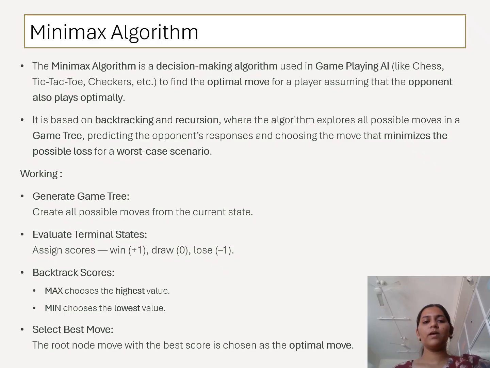Minimax algorithm. The minimax algorithm is a decision-making algorithm used in game playing like chess, tic-tac-toe, and checkers to find the optimal moves for the player, assuming that the opponent also plays optimally. How it works: firstly, generate the game tree, which creates all possible moves. Next, evaluate terminal states and assign a score: win, draw, or lose. Backtrack: max chooses the highest value, min chooses the lowest value. And lastly, select the best move. The root move with the best score is chosen as the optimal move.